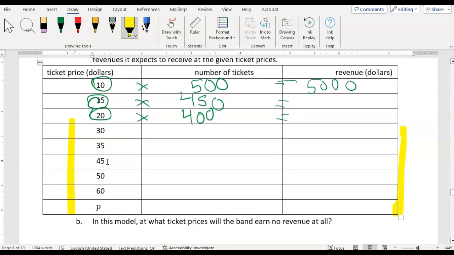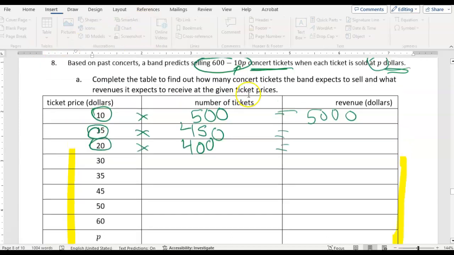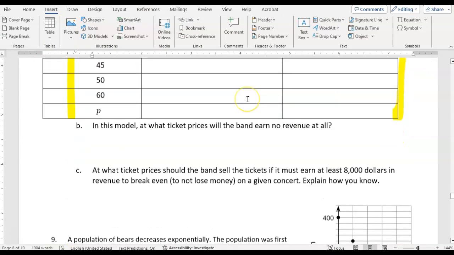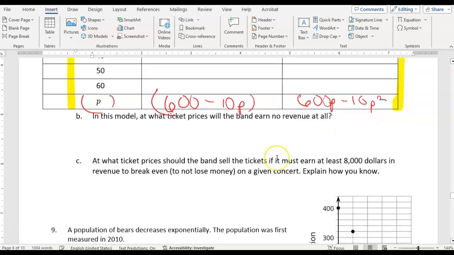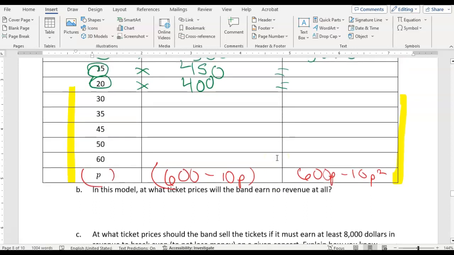I will do this last one here, this equation, right? Our number of tickets is represented by this equation, 600 minus 10p. So if we multiply, we'll get 600p minus 10p squared. All right, but the rest of that you should fill in on your own.